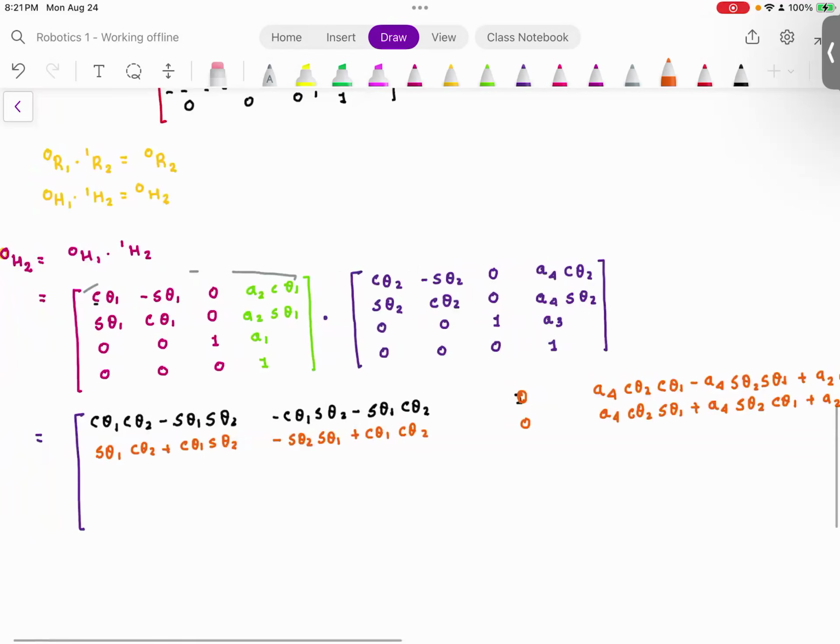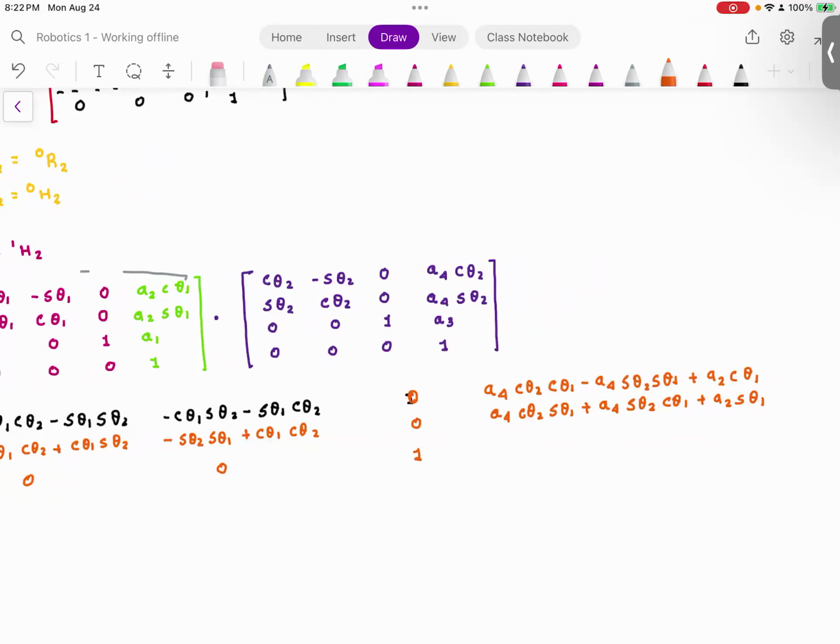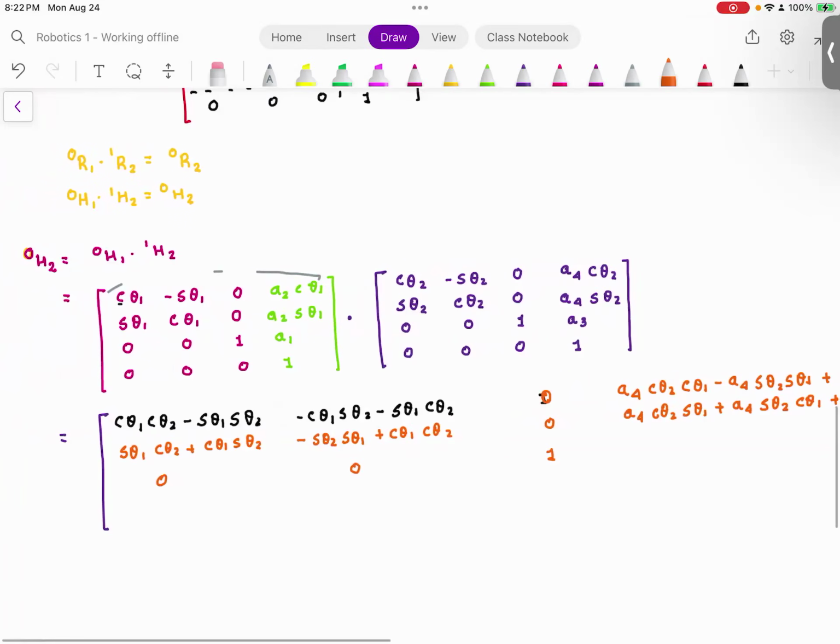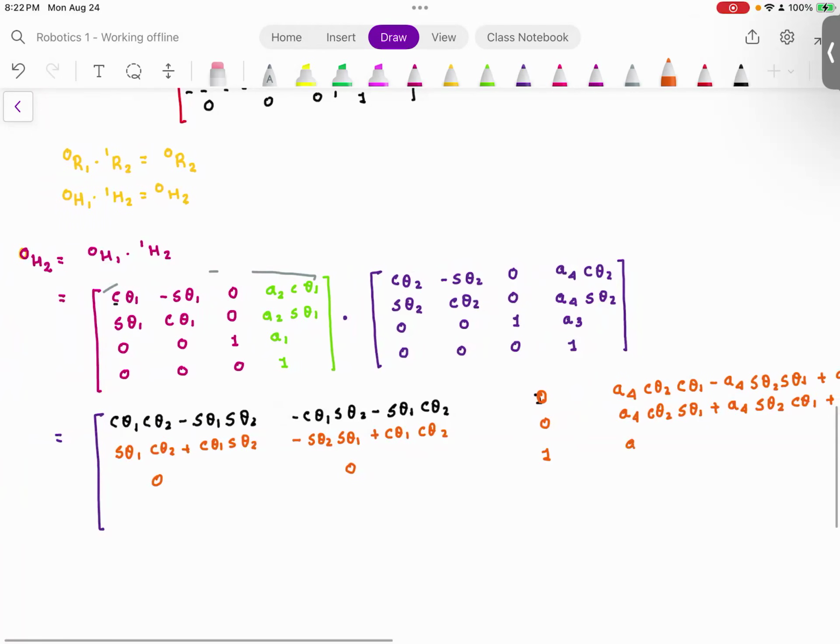That's correct. Okay, next, there will be 0 here. There will be 0 here. There will be 1 here. That's correct. And the last thing here is the third row, third column, everything 0. Here comes A1 plus A3. 0, 0, 0, 1.